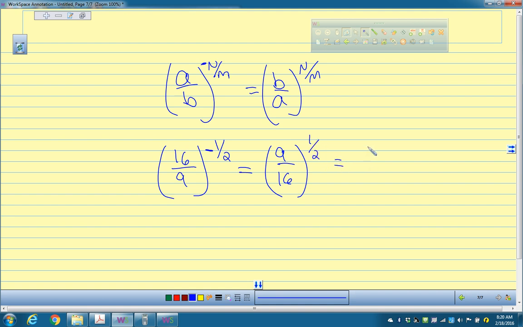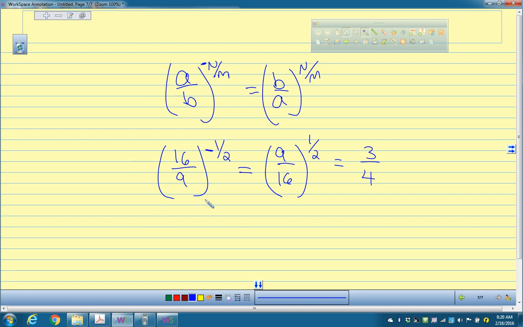What's the square root of 9? 3. What's the square root of 16? 4. Okay? So if you see something like this, just flip the fraction and make it positive, and then take the square root of that fraction. Okay. Oh, there's more.